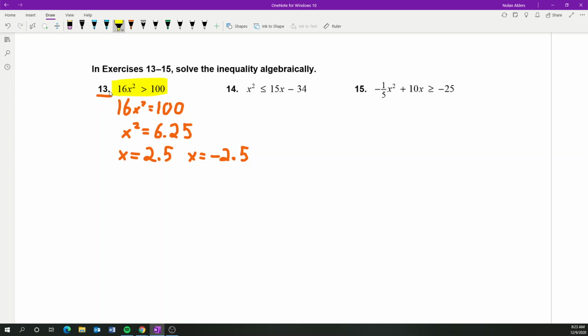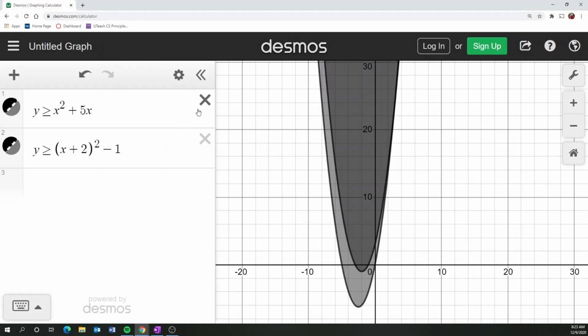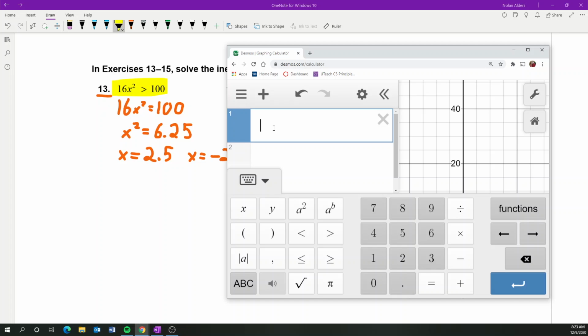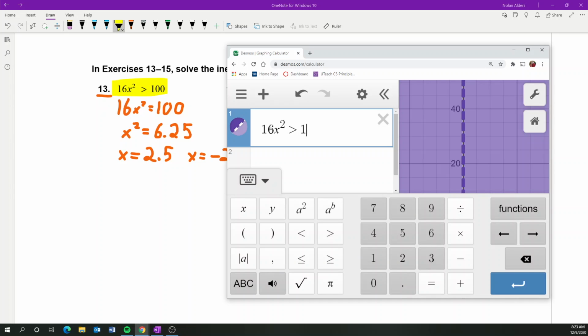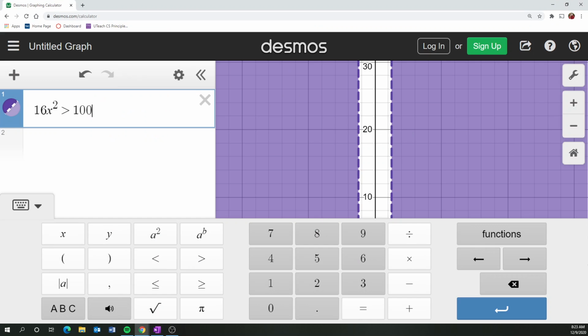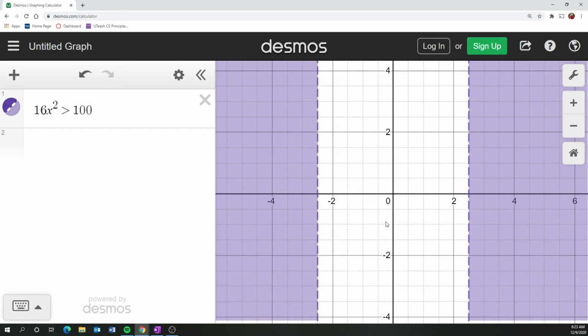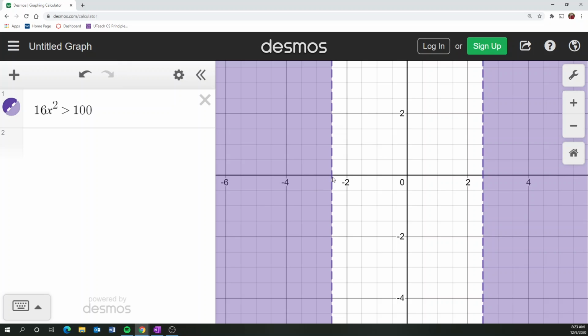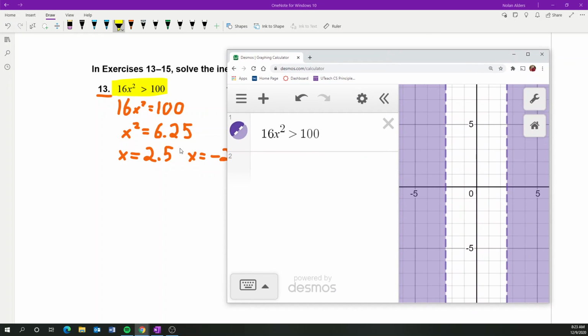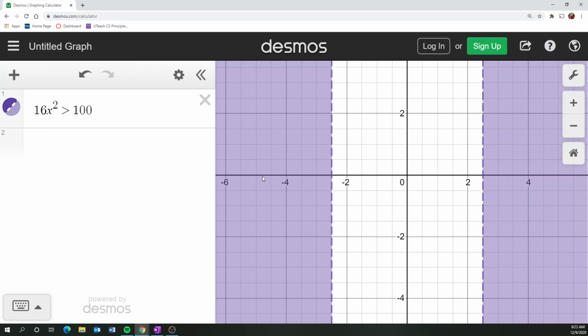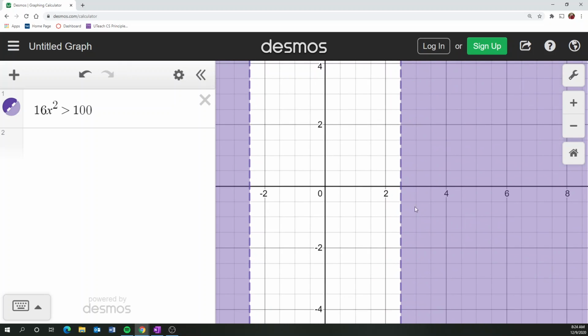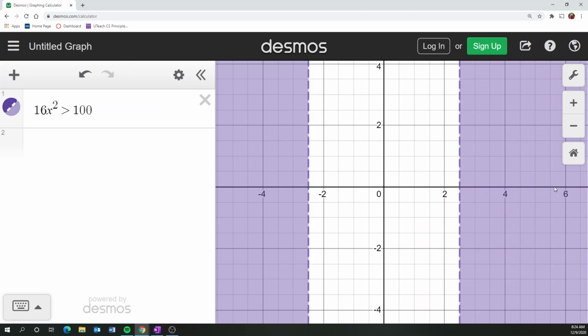So to figure out if x is greater than or less than these bounds, I would recommend just typing this inequality into Desmos to get an idea for it. So if we go back to Desmos here and type in 16x squared greater than 100, we can see that it looks like our solution is going to be less than negative 2.5, or it's going to be greater than 2.5. So less than negative 2.5 or greater than 2.5.